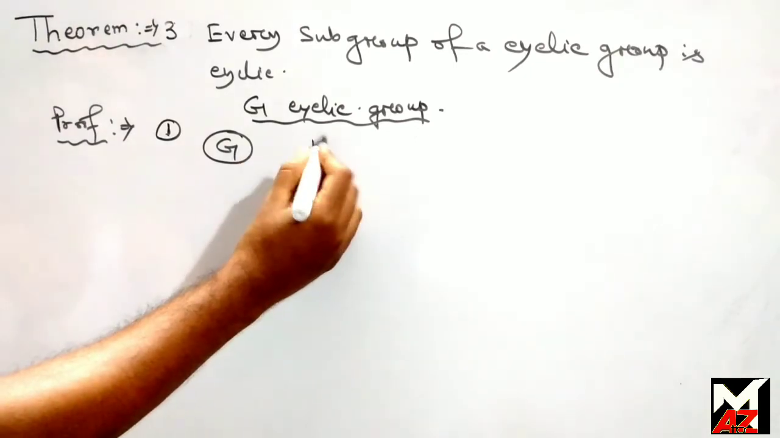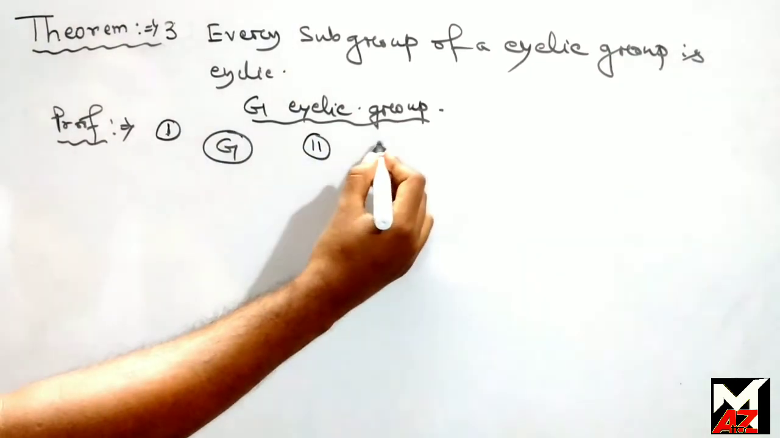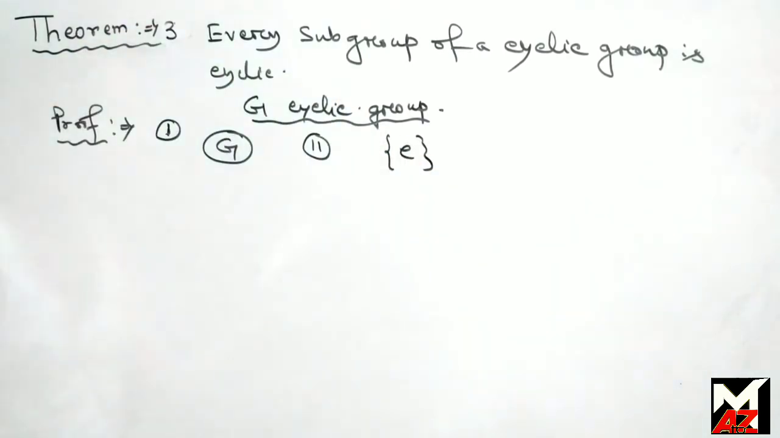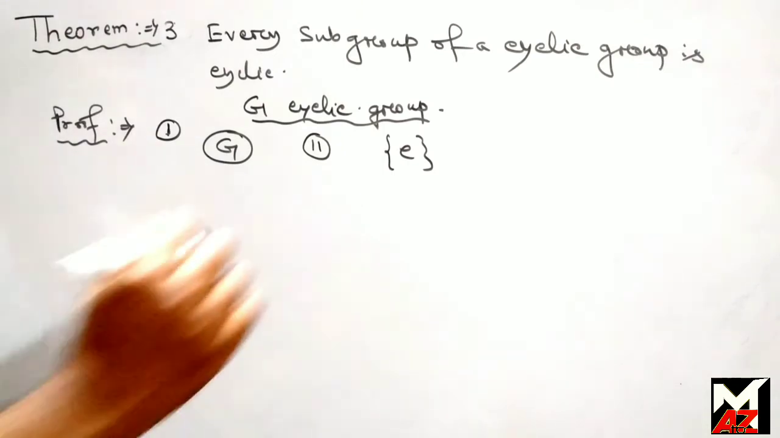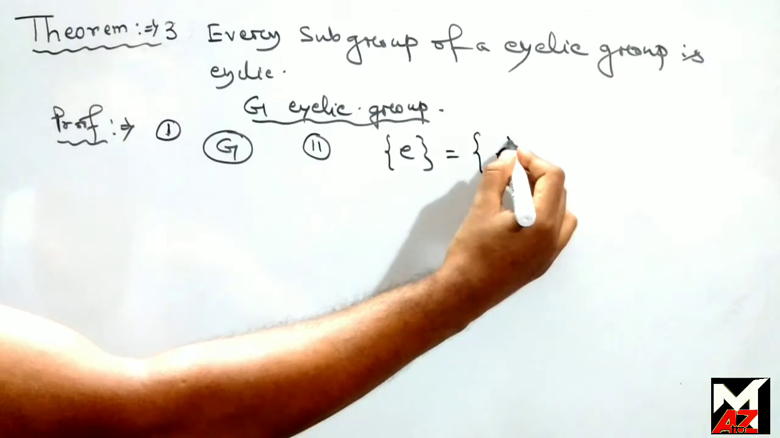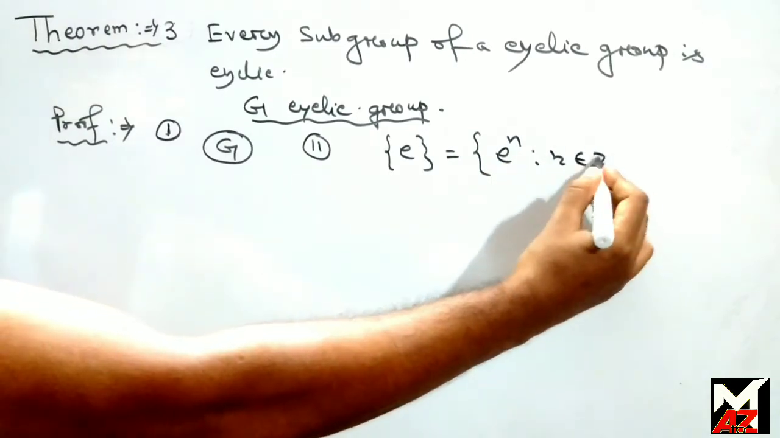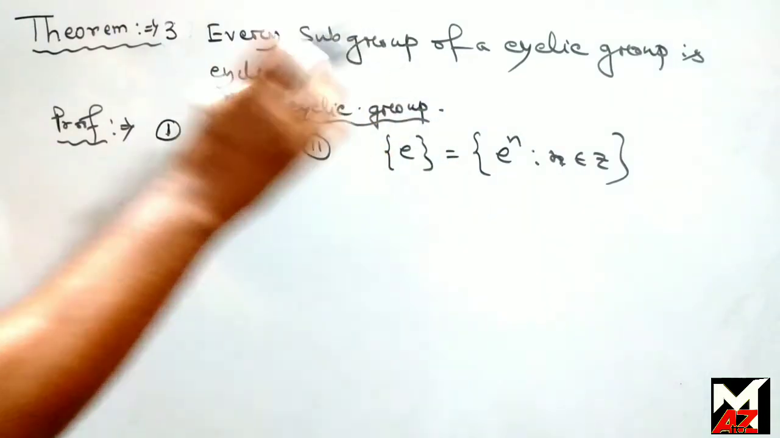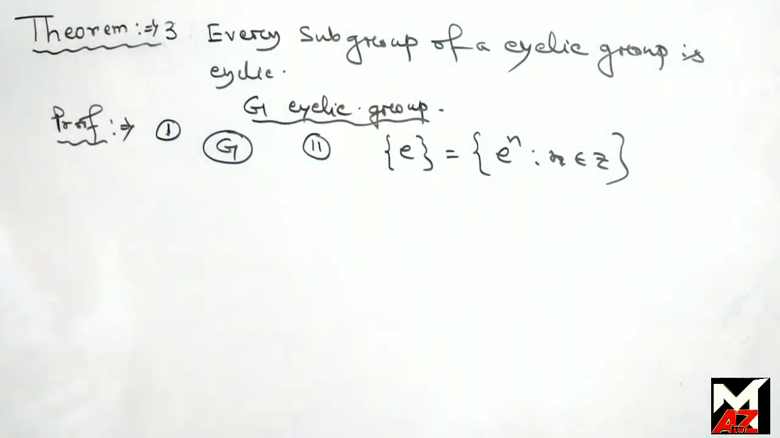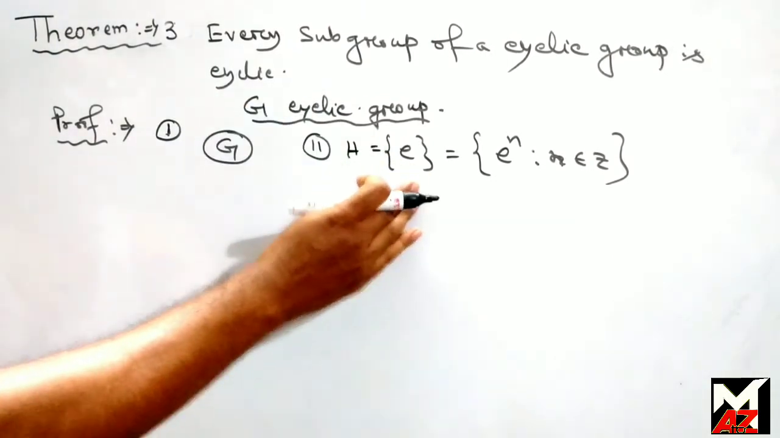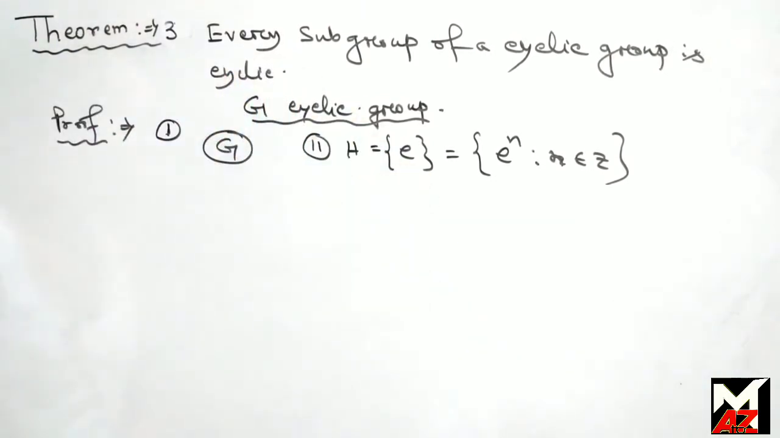In the second case, if we take the subgroup consisting only of the identity element, that is the trivial subgroup, then this subgroup can also be written as e to the power n such that n belongs to Z, because for all n belonging to Z, e to the power n is also e. So this is the trivial subgroup, and the trivial subgroup is also a cyclic subgroup.